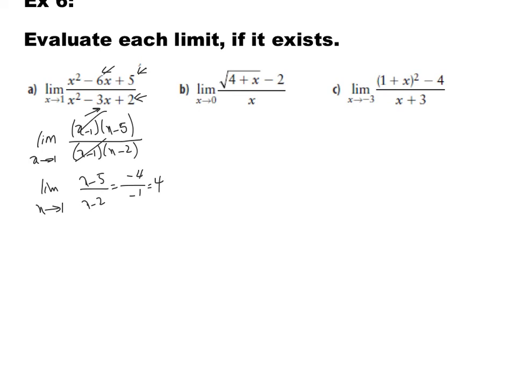The next one is the limit when x goes to 0 of square root of 4 plus x minus 2 over x. Again, this is a rational function. When x goes to 0, the denominator becomes 0. So I should try to simplify this one. I can write this one as a limit of x goes to 0. I try to rationalize this rational function. So I write this one as square root of 4 plus x minus 2 times square root of 4 plus x plus 2. I multiply by the same factor.